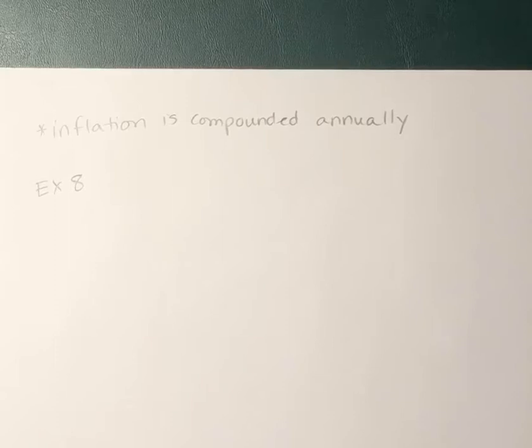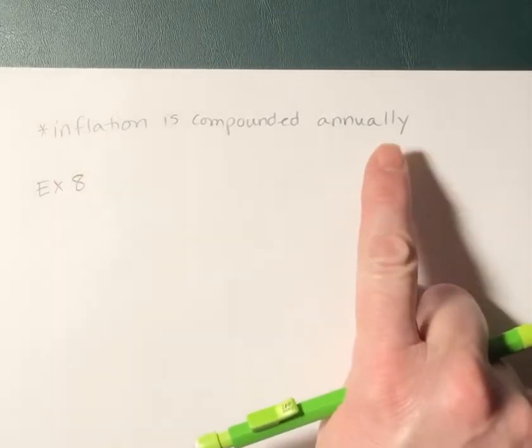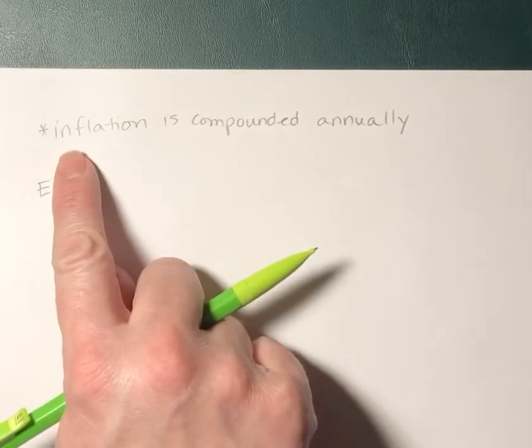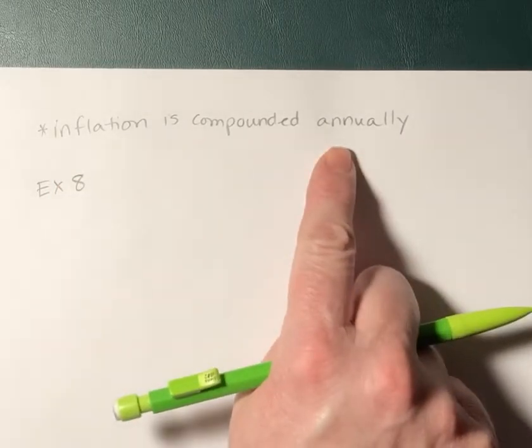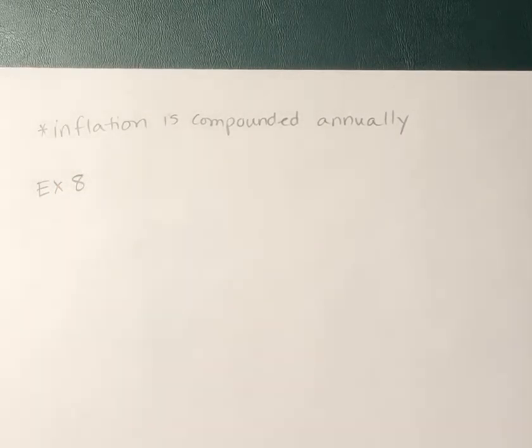All right, the next thing that we're going to talk about is inflation. Inflation is an economic condition during which there are increases in the cost of goods and services. Okay, inflation is always expressed as a percent. And the one thing that you need to remember that they imply is inflation is compounded annually. So when they give you a problem, if they talk about inflation and they don't talk about how often it's compounded, it's because it's compounded annually.